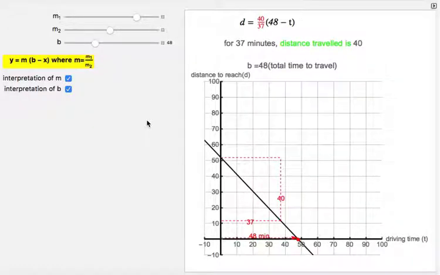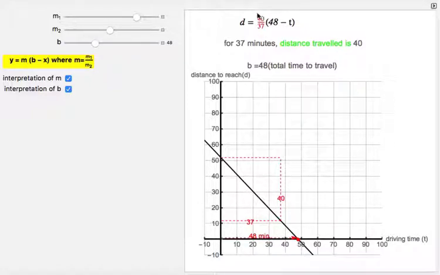We're going to talk about the interpretation of a linear function with distance and time, or something where the y-axis represents something like distance or distance until your destination, and the x-axis represents time, driving time, how long you've been in the car. So we have this function, d equals 40/37 times the quantity 48 minus t.